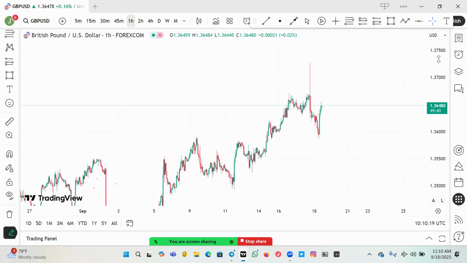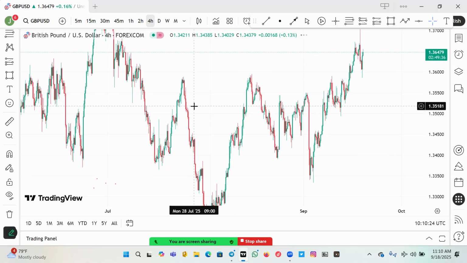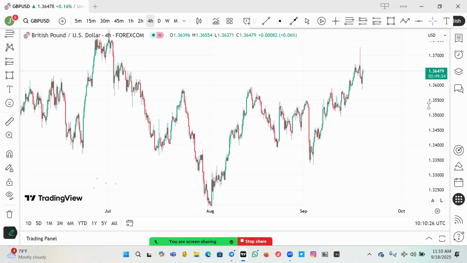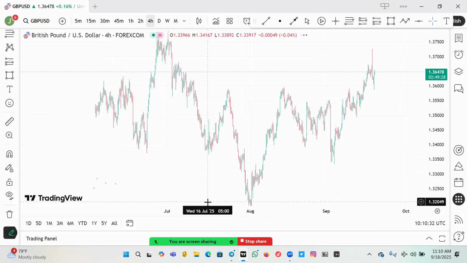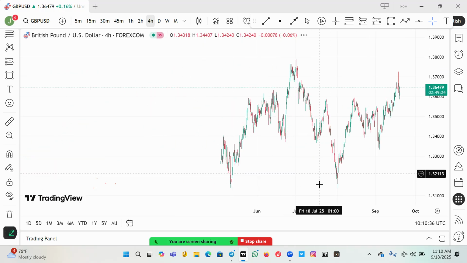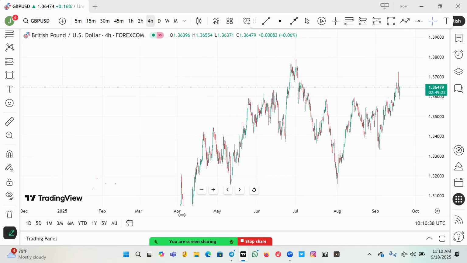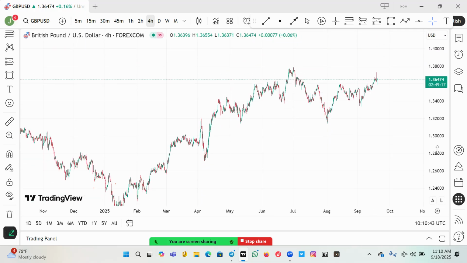you will notice that GBPUSD, okay, let's check from the 4 hours time frame. The very first thing you want to do is to come on the 4 hours time frame. You want to check the trend of the market on the 4 hours time frame, right? Now, what can you see on the 4 hours time frame? You will notice that this market is moving sideways, right?